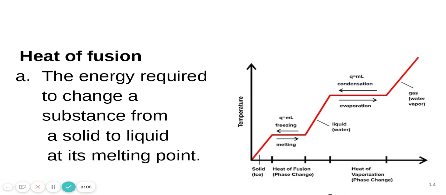For example, you take a block of ice and a metal bar. You put them on a stove. You turn on the heat. Do they melt at the same time? No. Ice melts way sooner than the metal rod because the heat of fusion is different for both of these.